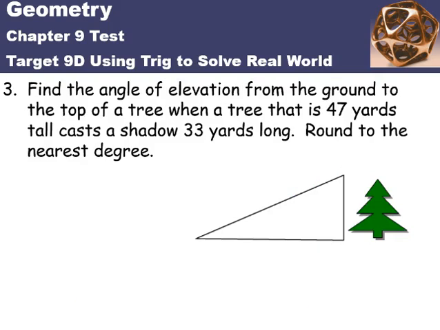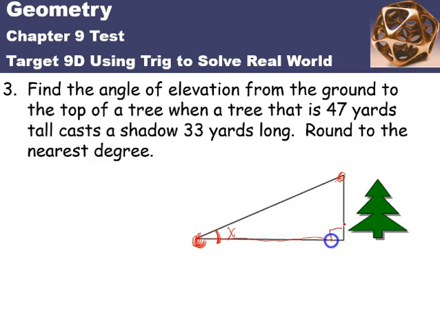Okay, number 3. We need to find the angle of elevation. So an angle of elevation is the angle looking up. So from the ground, from here to the top of the tree, to here. This is a line of sight. So this right here is the angle of elevation, and that's what we're looking for. So we'll call it x. And this is a right triangle.